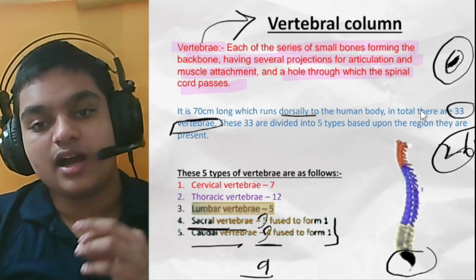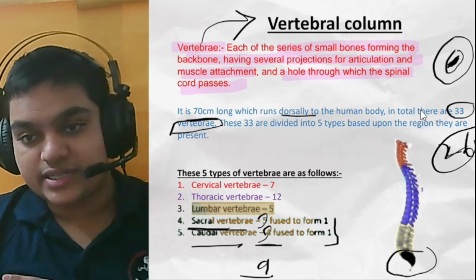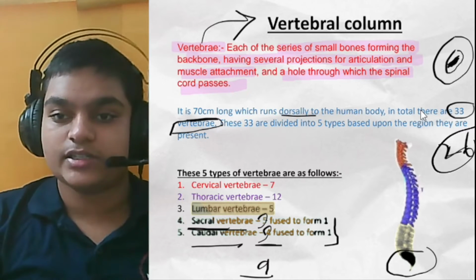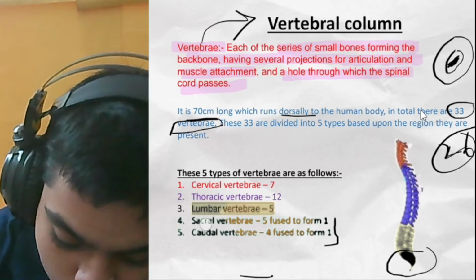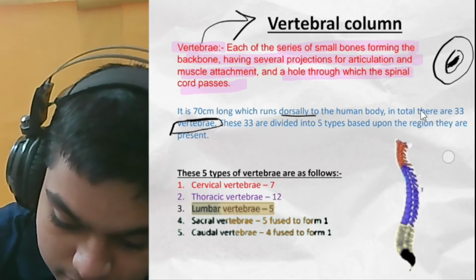I told you that there are 26 bones in the vertebral column. So there's the 26. Got it. Now let's continue reading.